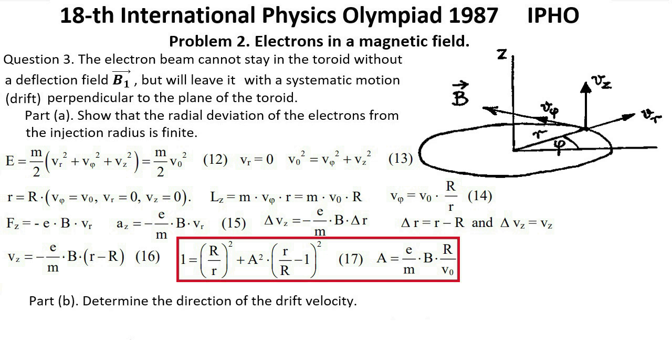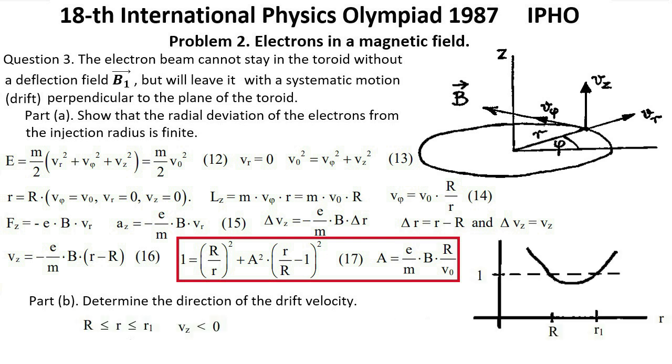Part B. Determine the direction of the drift velocity. Note, the angle of aperture of the electron beam can be neglected. Use the laws of conservation of energy and of angular momentum. Discussion of the curve of the right side of equation 17 gives the qualitative result shown in the following diagram. Hence R1 is finite. Since big R is less than or equal to small r, which is less than or equal to R1, equation 16 yields Vz less than 0. Hence the drift is in the direction of the negative z-axis.